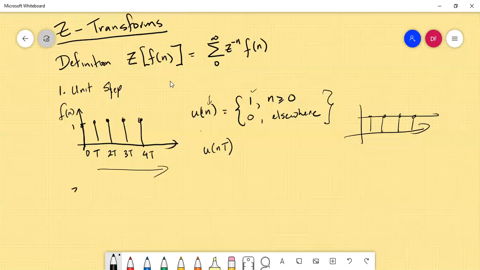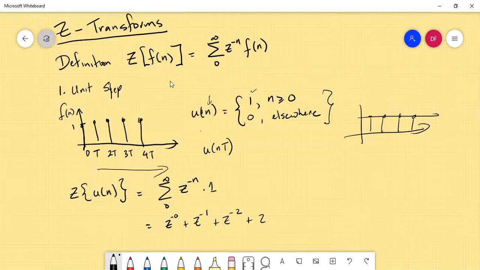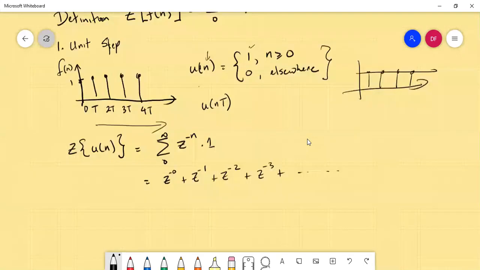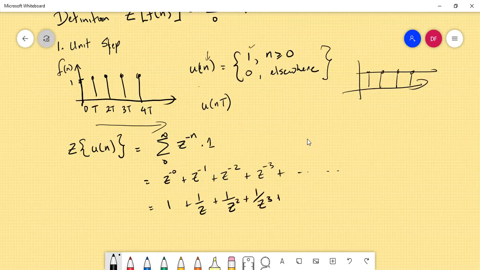So if you find the Z transform of u of n, that is going to be equal to the sum from 0 to infinity of z to the minus n times 1. So that is z to the minus 0 plus z to the minus 1 plus z to the minus 2 plus z to the minus 3 plus, going on. Written properly, that's 1 plus 1 over z plus 1 over z squared plus 1 over z cubed and so forth.